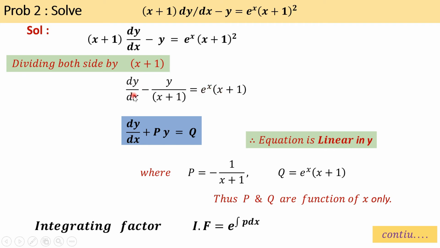Here the coefficient of dy/dx is 1, it's okay, and the right hand side of the equals sign is a function of x, that is the value of q. The coefficient of y, that is minus 1 by (x + 1), is the value of p and is also a function of x. Compare it with the standard form of linear differential equation. Yes, it is.